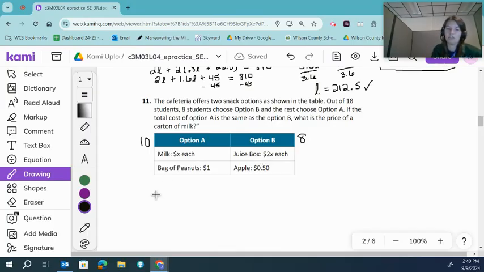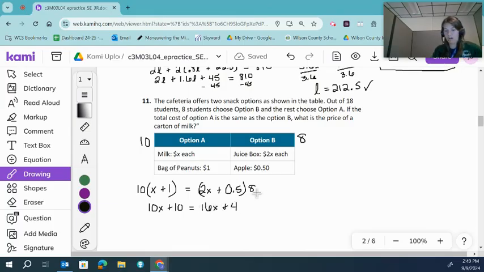So let's write an expression for A. That was going to be x is the cost of the milk plus 1, and then 10 people purchase it. So we're going to multiply that by 10. Then option B is 2x, the juice box, plus 50 cents for my apple. Then 8 people buy that one. Okay, so I'm going to utilize distributive property again. 10x and 10 times 1 is 10 equals, again, distributive property, 16x plus 4.